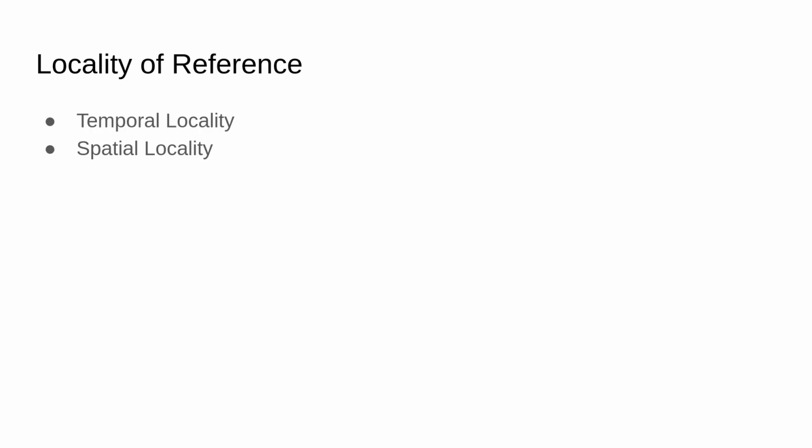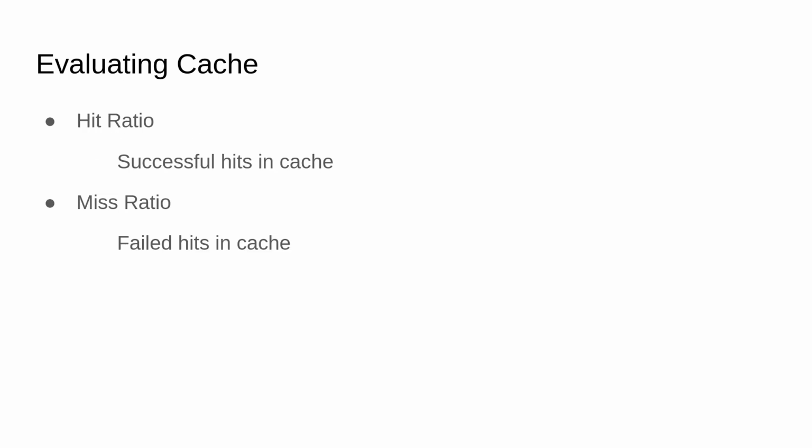Now, how do we know if our cache is doing a good job? We use two metrics, hit ratio and miss ratio. The hit ratio is the percentage of times the CPU finds the data it needs in the cache. A high hit ratio is what we want. Miss ratio, on the other hand, is the percentage of times the CPU doesn't find the data in the cache and has to go all the way to RAM. Example, if the CPU asks for data 100 times and finds it in the cache 90 times, the hit ratio is 90% and the miss ratio is 10%. The higher the hit ratio, the faster your computer runs.